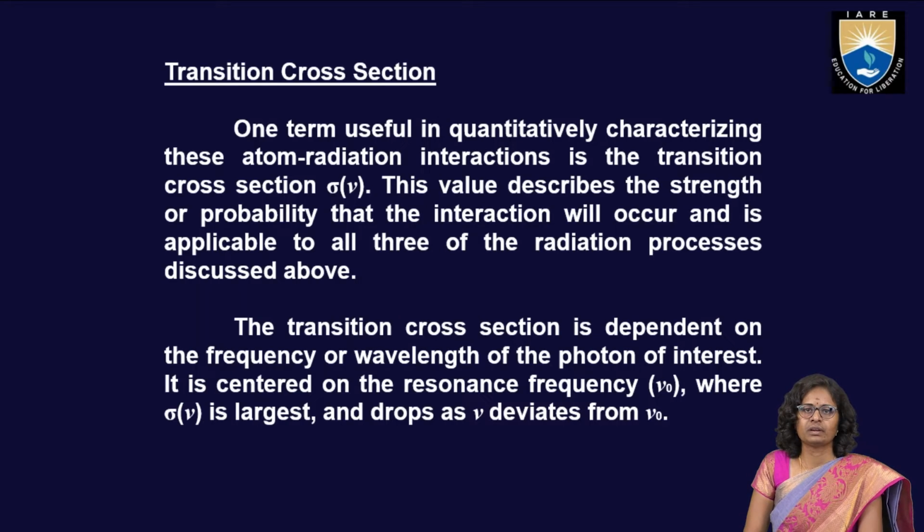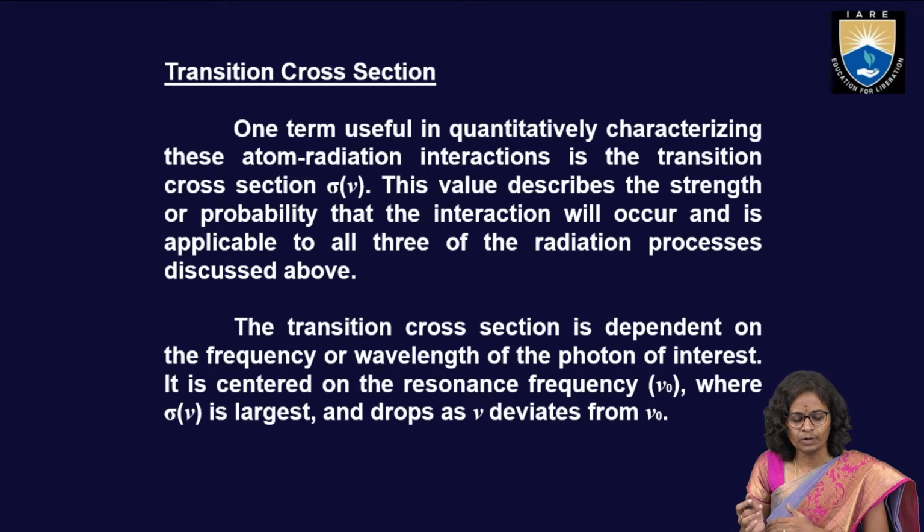Transition cross-section. One term useful in quantitatively characterizing this atom-radiation interaction is the transition cross-section. It is represented by sigma nu. This value describes the strength or probability that the interaction will occur and is applicable to all three of the radiation processes discussed above.